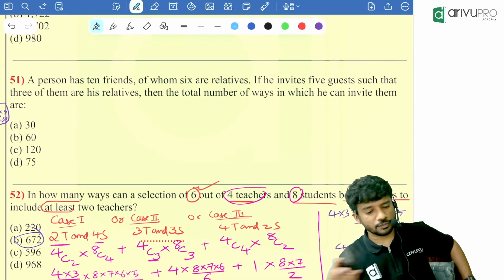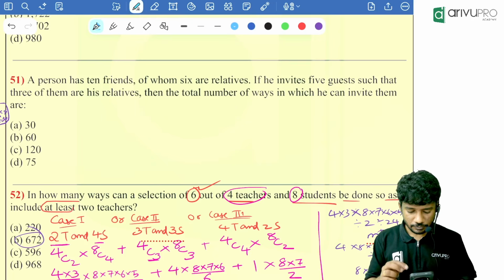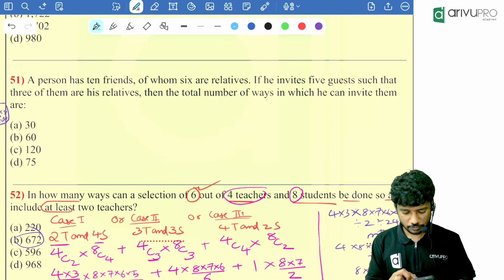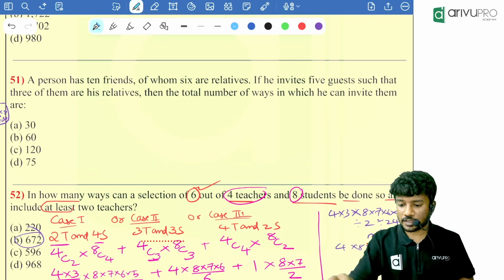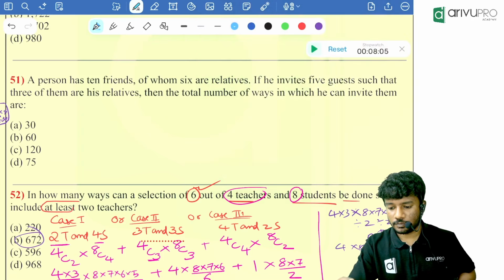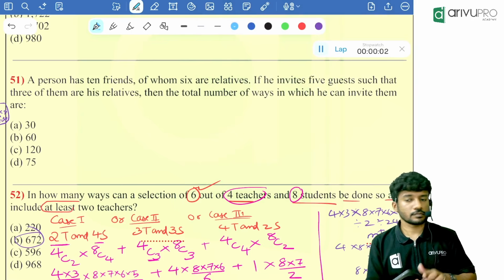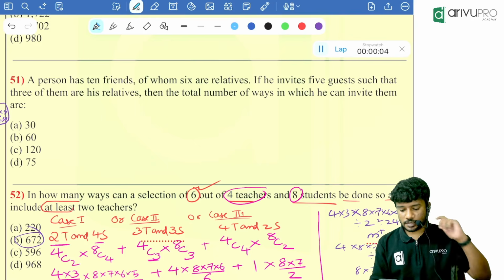51st question for you. Everyone try. Timer starts now.